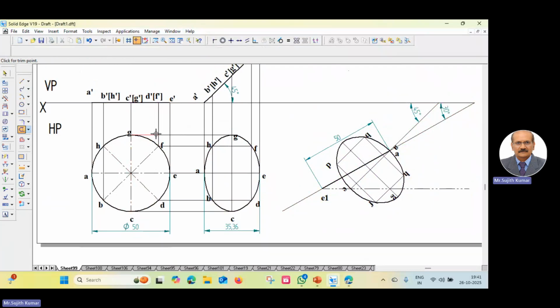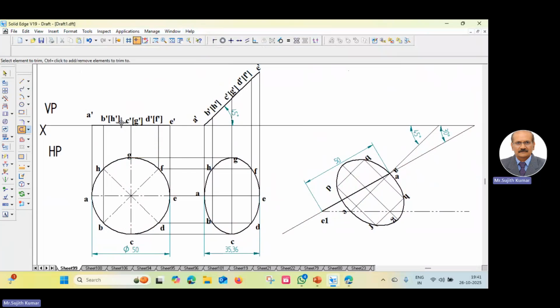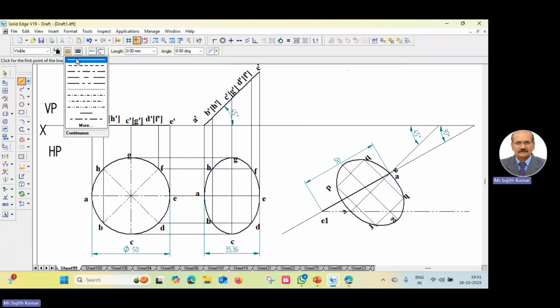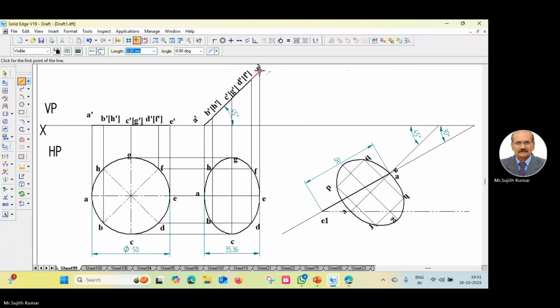Now we'll complete the front view. To complete the front view, go to line command 0.13 continuous line from E dash. Where is E? This is E, okay. Alignment indicator. Use the alignment indicator everywhere. Next, D dash F dash. Draw one horizontal line. D dash F dash. This is F, okay.